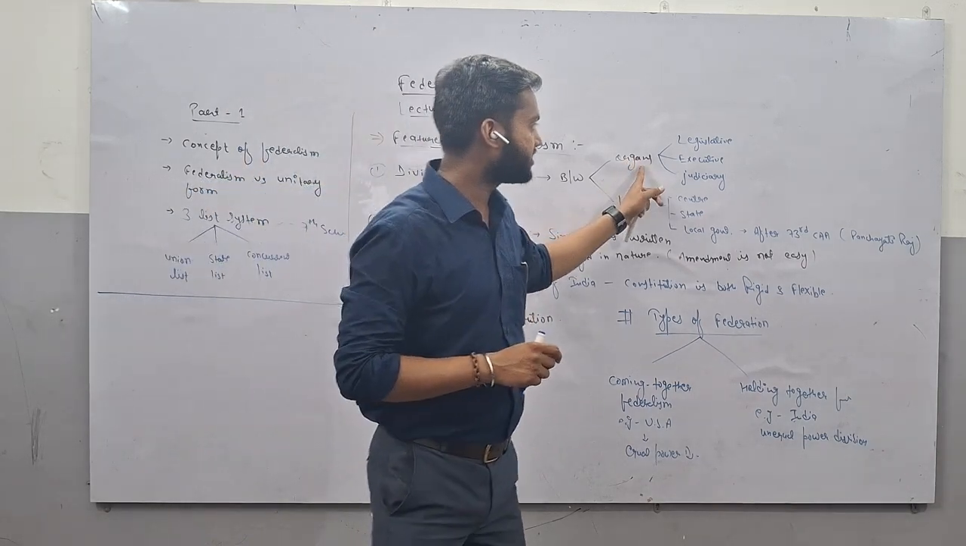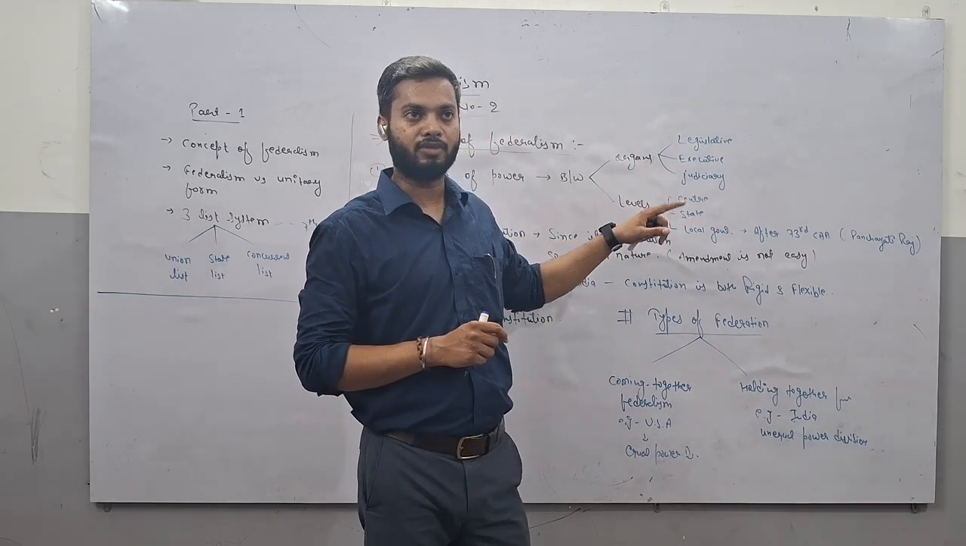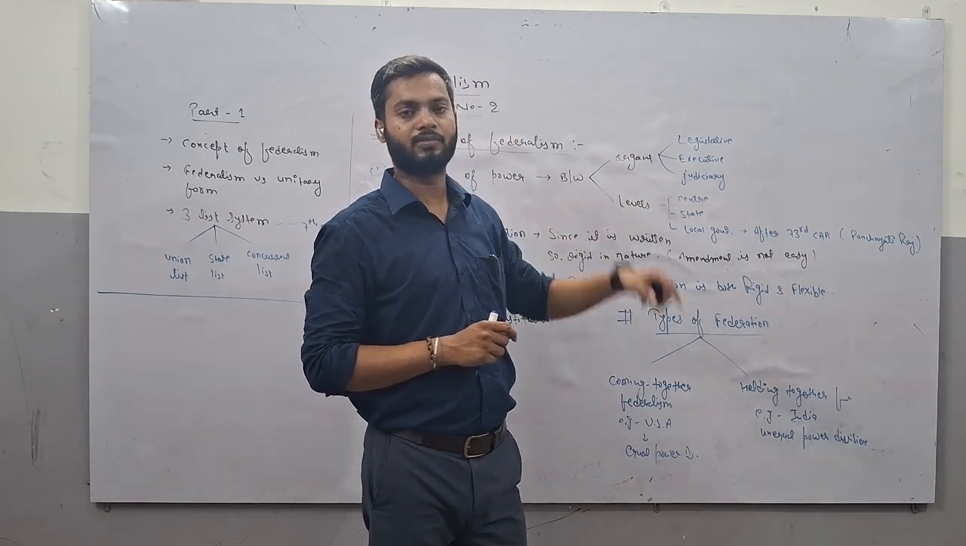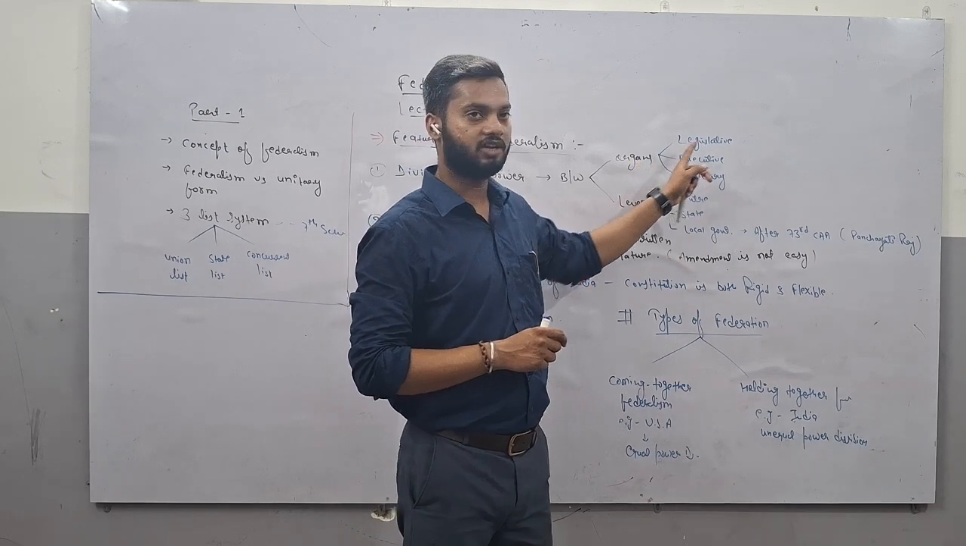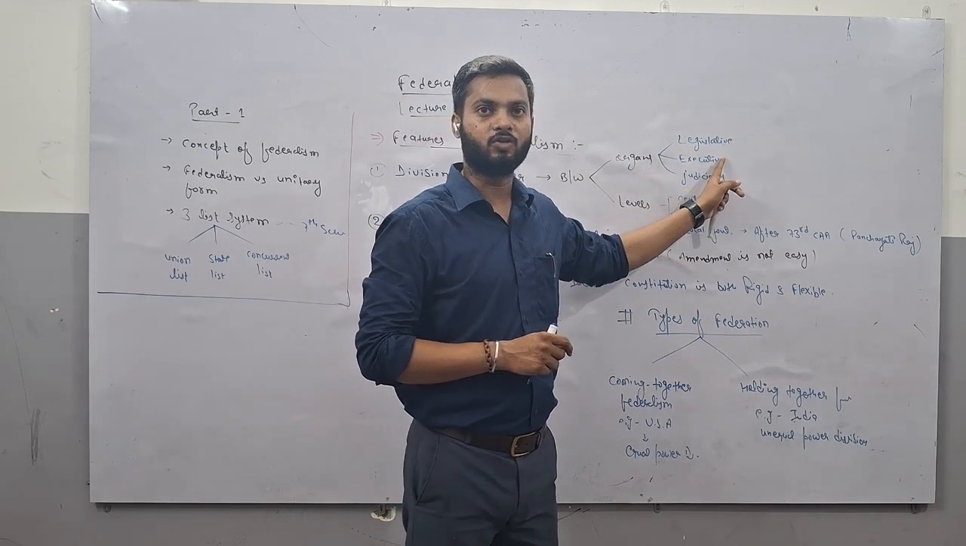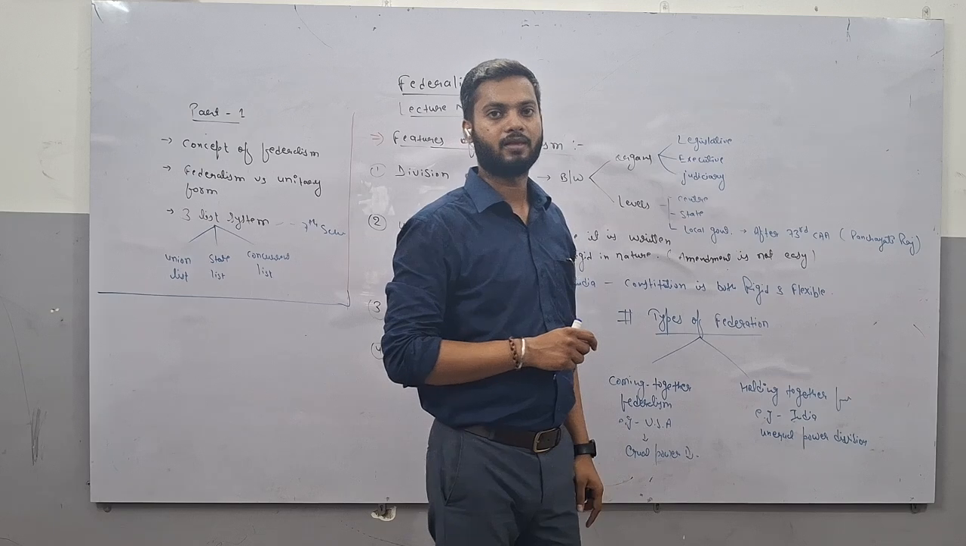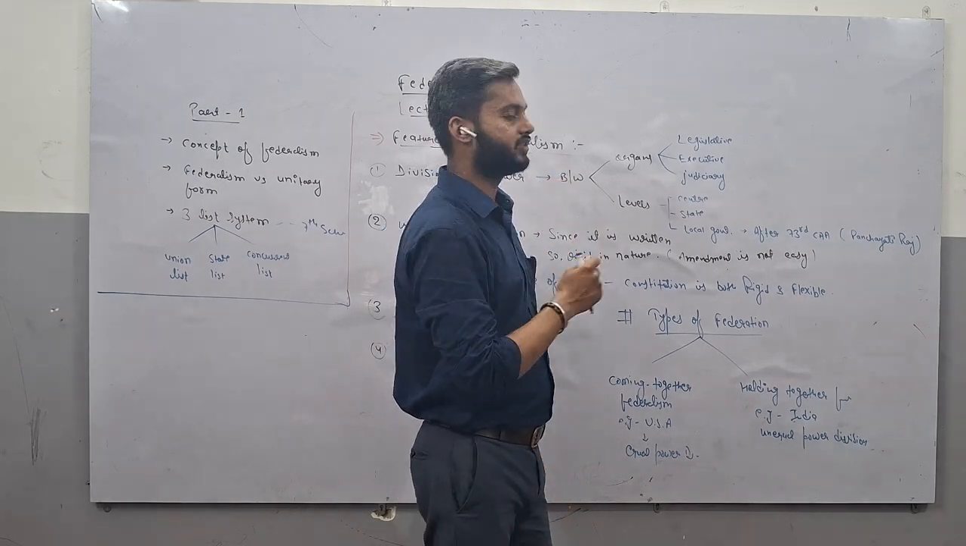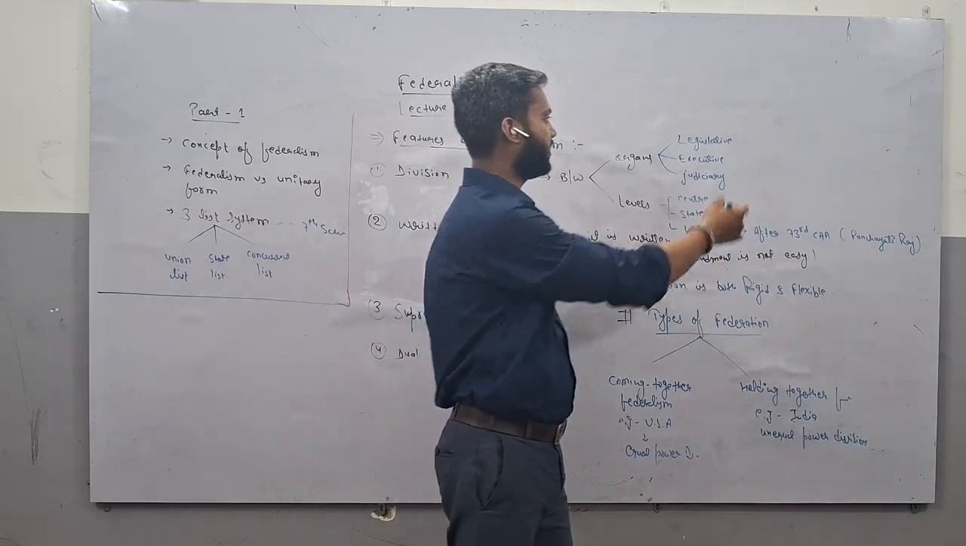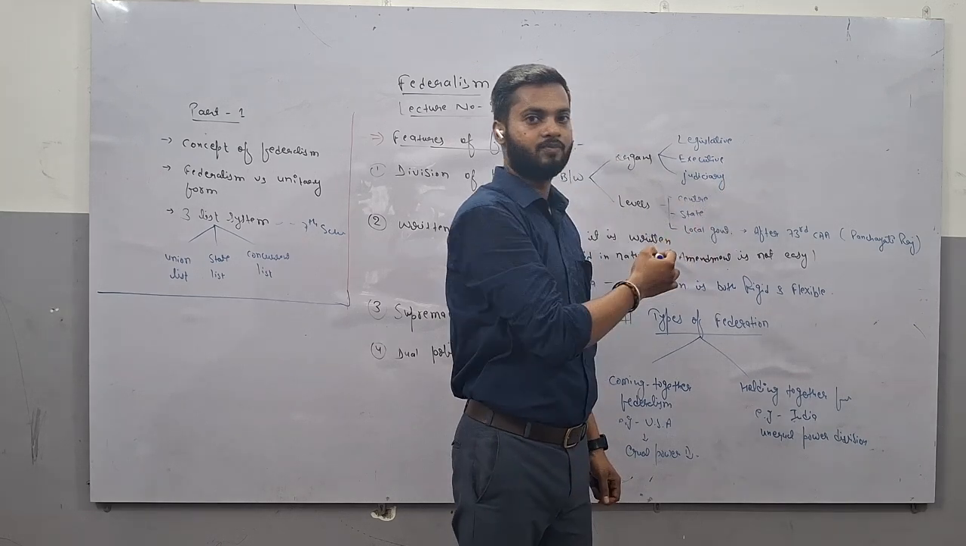और ये विभिन्न ऑर्गन्स क्या हैं? What are the different organs of the government? So if we talk about India, the different organs of the government are legislative, executive and judiciary. These are the three organs of the government, and power is divided between legislative, executive and judiciary.